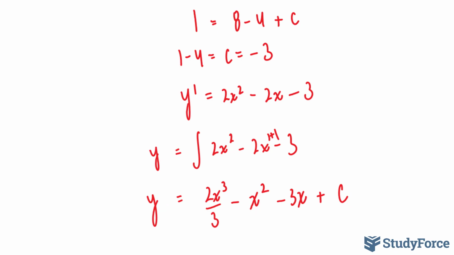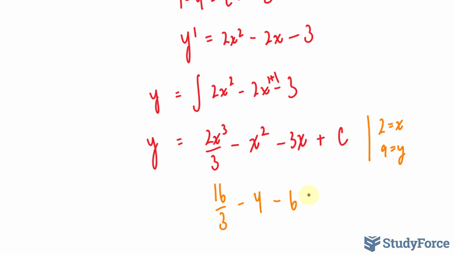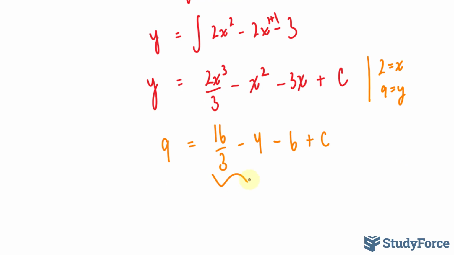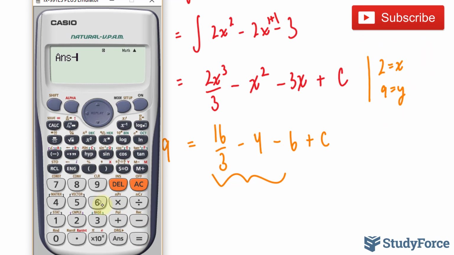Now what we can do is substitute the points 2 and 9 into our x and our y, and we can find out what our constant is, our original constant. 2 to the power of 3 is 8 times 2 is 16 divided by 3, that's 16 divided by 3. 2 to the power of 2 is 4. Negative 3 times 2 is negative 6 plus c is equal to 9. Now all I have to do is simplify these three terms and solve for c. Using my calculator, 16 divided by 3 minus 4 minus 6.